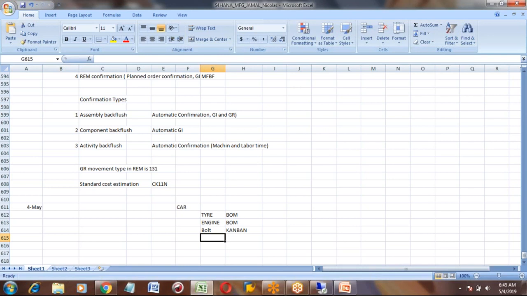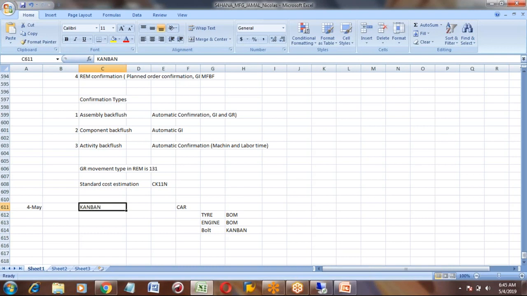Correct. Exactly. So Kanban is not involved in any big equipment like transmission or doors or windows or engine or seats and big tires and whatever, you know. These are not included in Kanban. Yes, because it will occupy more space and you don't have the space to assemble the product. Okay, generally the small parts you will use as a Kanban.